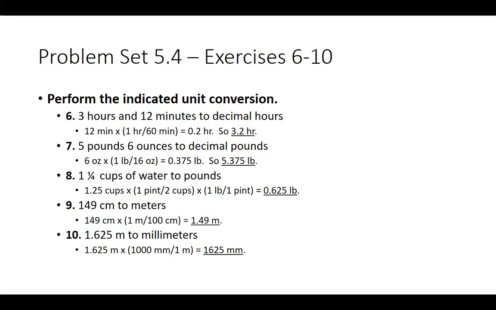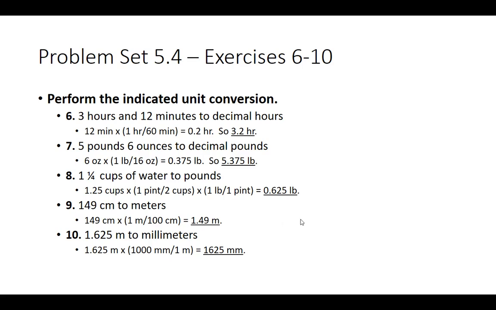Number 9. We have 149 centimeters and we want to convert to meters. So we need meters on top as our new unit, centimeters on the bottom to cancel centimeters away, and that would be 1 meter over 100 centimeters. 149 times 1 divided by 100 is 1.49. That's meters. You can also, just since we're dividing by 100, move the decimal point 2 to the left and get 1.49 that way.